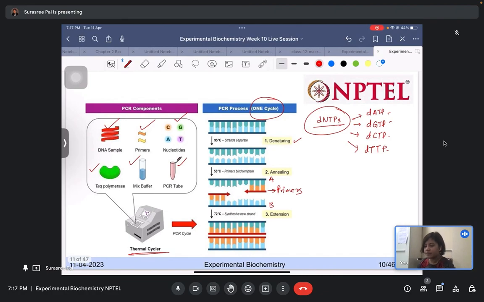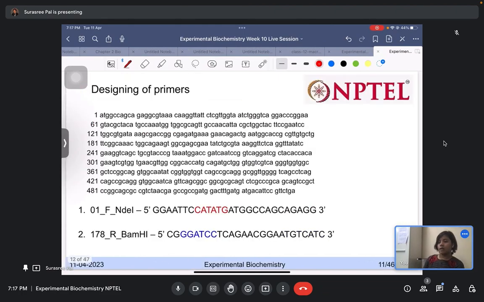And then finally, this is the 3' hydroxyl end of the primer from which the elongation begins. So this elongation or extension occurs at a temperature which is the optimum temperature for the enzyme Taq polymerase. So approximately it is 72 degrees centigrade. So this is how the PCR reaction occurs.